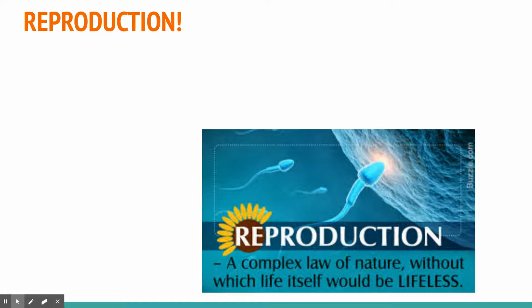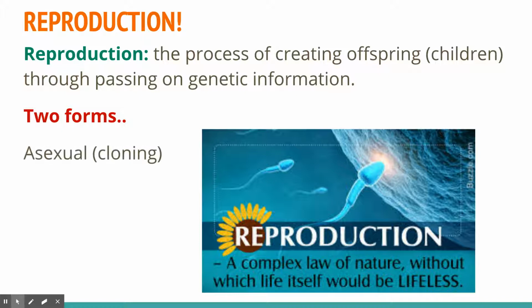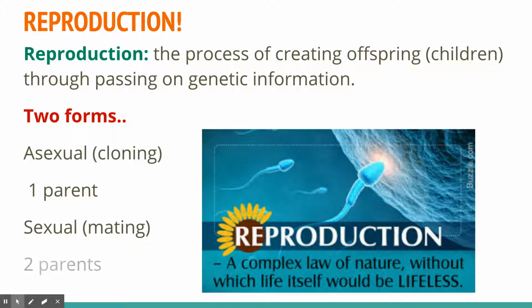So, reproduction is the process of creating offspring or children through passing on genetic information. We have two different forms of reproduction. The first one is asexual, which is pretty much cloning, kind of cool. It has one parent, and that's all they need. Sexual is mating. So you have two parents. Asexual, one parent. Sexual, two parents.